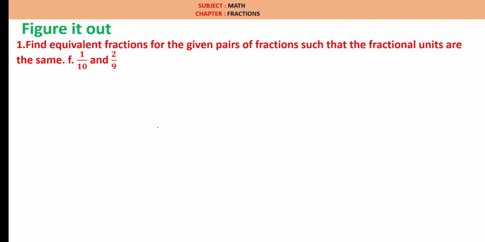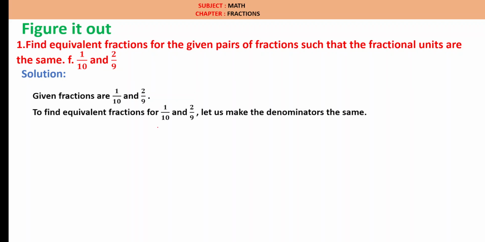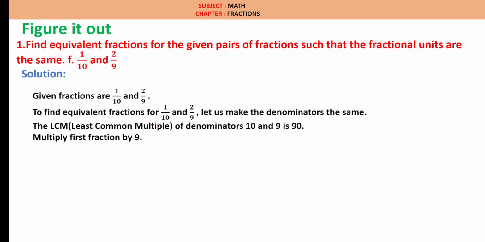Figure it out. Find the equivalent fraction for the given pairs of fractions such that fractional units are the same. 1 by 10 and 2 by 9. Solution. Given fractions are 1 by 10 and 2 by 9. To find equivalent fractions for 1 by 10 and 2 by 9, we need to make the denominators the same. Therefore, the LCM of 10 and 9 is 90.